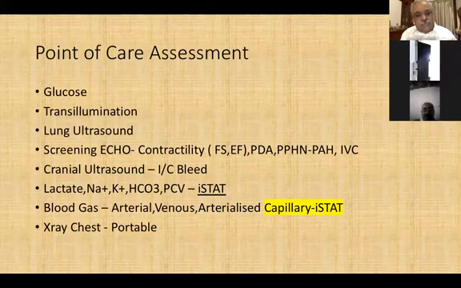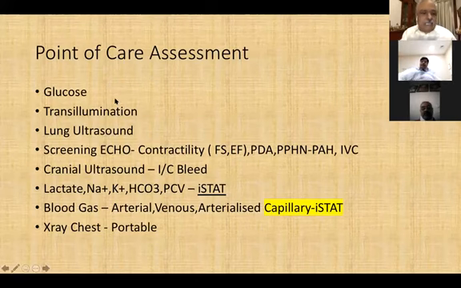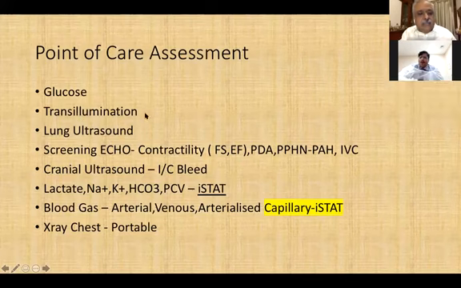So the initial assessment here is very important. Don't forget glucose, because hypoglycemia can definitely cause respiratory distress, hypothermia also. So you add to that the point of care assessment in the delivery room or in your receiving room in the emergency. You can keep an advanced imaging kit available with you. Lung ultrasound, you can do it there itself.